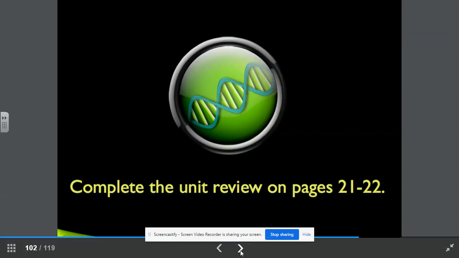So that's it. You will be instructed to complete the unit review on pages 21 and 22. And there is also a space on 23 through 25 for notes, as this is an exciting field, especially in the year 2021.